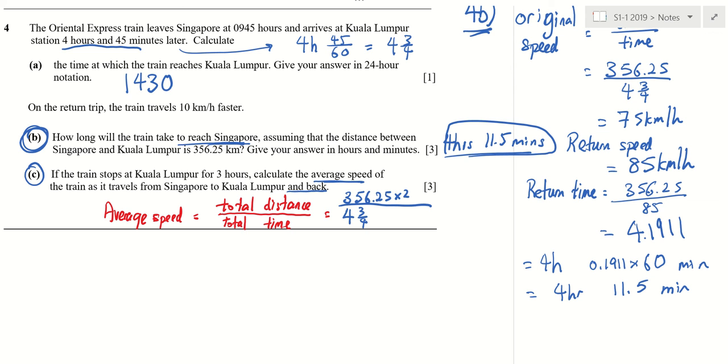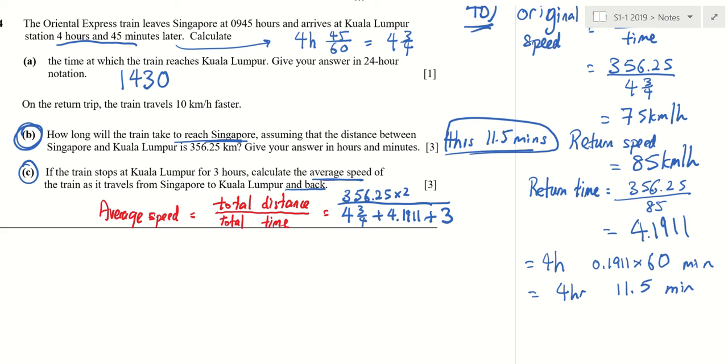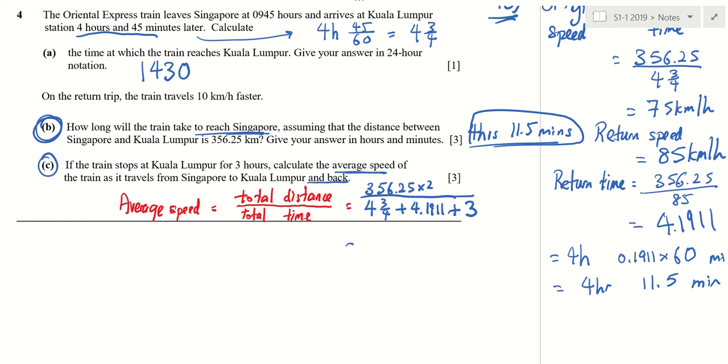So what do you do here? What is your total time? 4.75 plus 4.1911, then plus what? Plus the 3 hours. Okay, and because I plus the 3 hours, now I can have the answer already. So can you put an equal and then write the answer here?